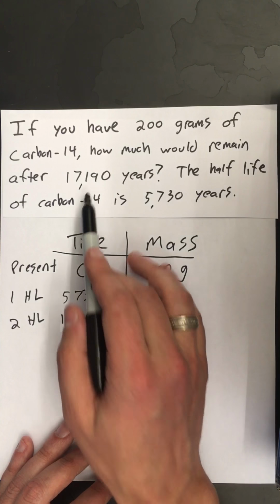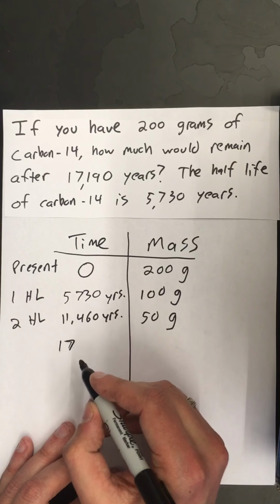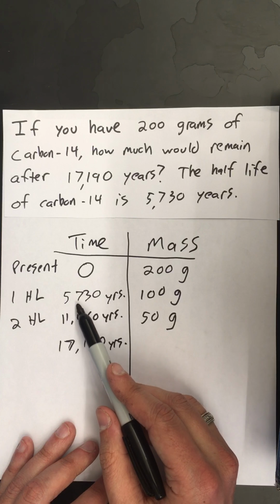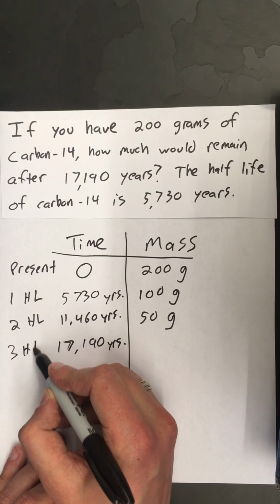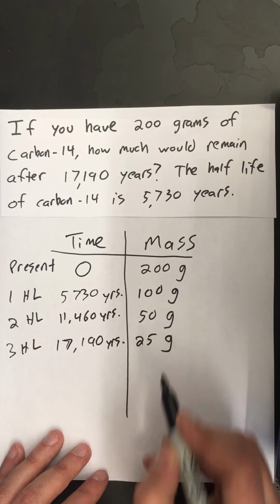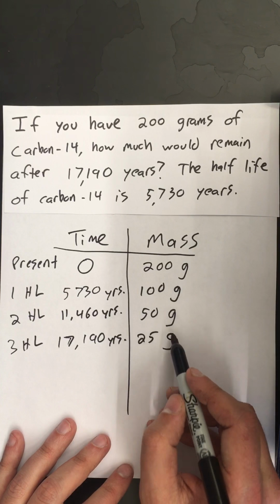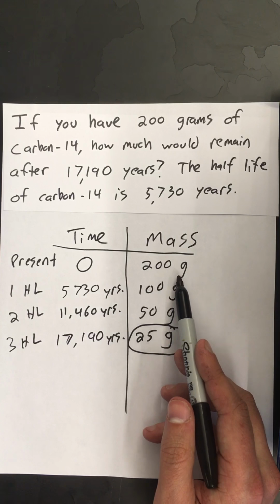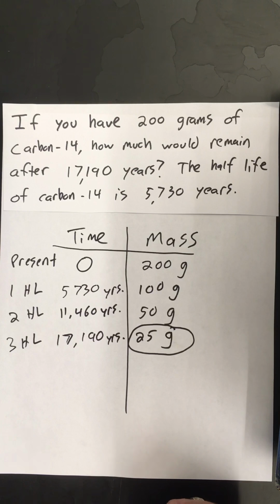Let's keep going, because our job is to get to 17,000. So we're almost there. The next jump would be 17,190 years. Once again, I'm just adding a half-life each time, 5,730 years. That's 3 half-lives. And at that point, we would now be down to 25 grams. And for this problem, that's it. Our answer is 25 grams. Starting with 200, going into the future, 3 half-lives, 17,000 years, gives us 25 grams.